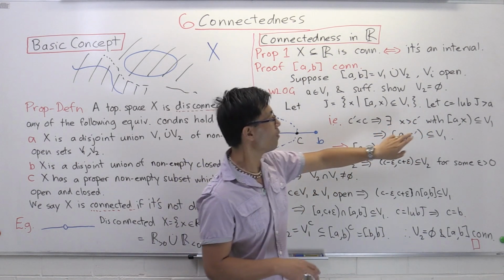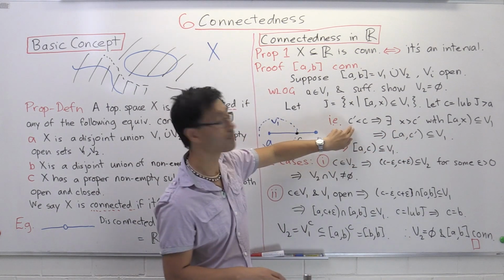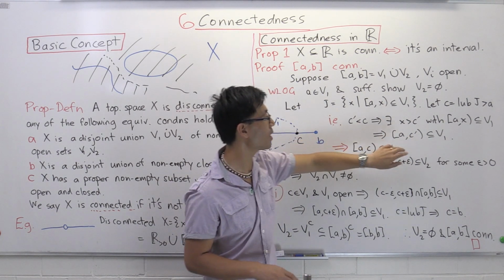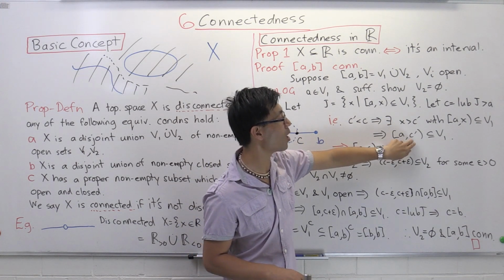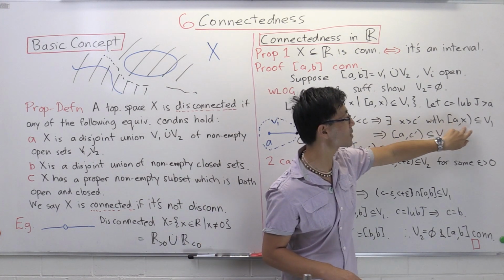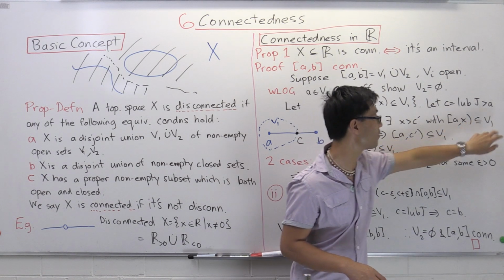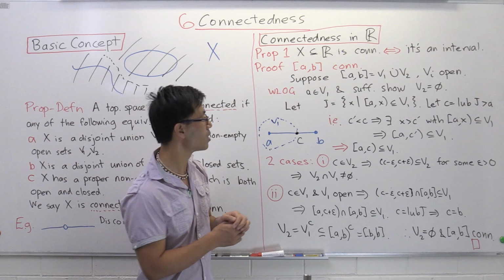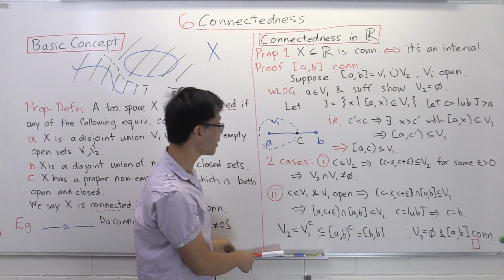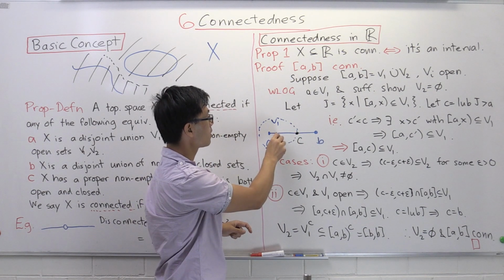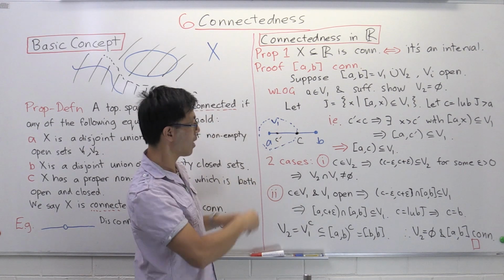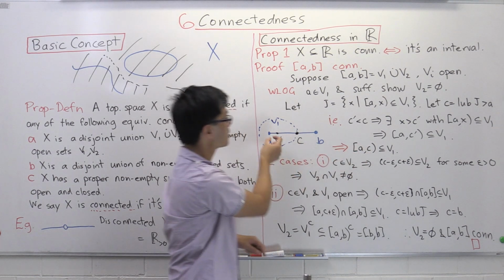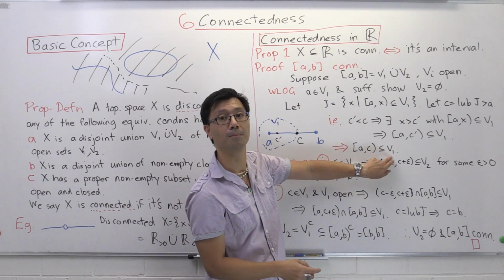Firstly, let's look at A up to C prime. This half open interval from A up to C prime. Since X is greater than C prime, this is contained inside AX, and since that is contained inside V1, this A up to C prime is contained inside V1. So for any C prime, if your C prime is over here, and it's less than this C, then certainly this A up to C prime is inside V1.